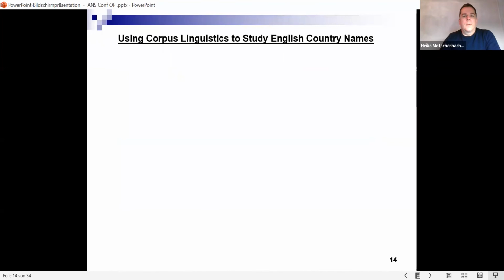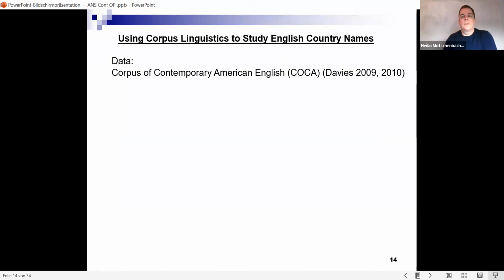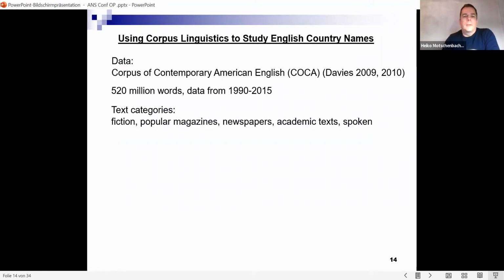Right, so when we do corpus linguistics, obviously the first thing we need to do is select a certain data set that we can analyze, and I used the Corpus of Contemporary American English for my study, which is still one of the major reference corpora for English. When I conducted my study, the corpus size was 520 million words with data covering the period from 1990 to 2015. And the text categories in the corpus are in the domains fiction, popular magazines, newspapers, academic texts, and spoken, to equal proportions, that is.